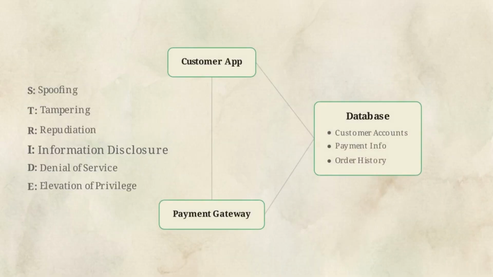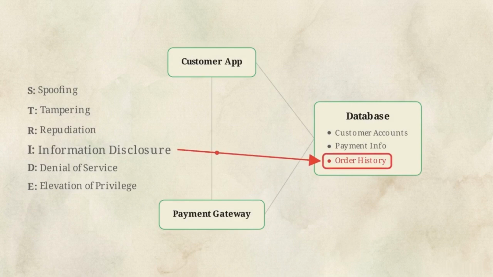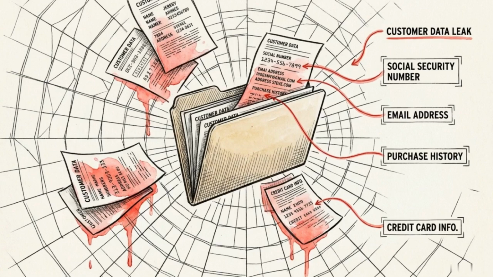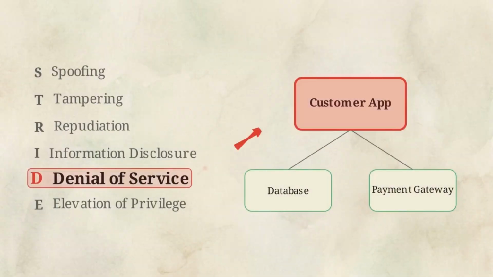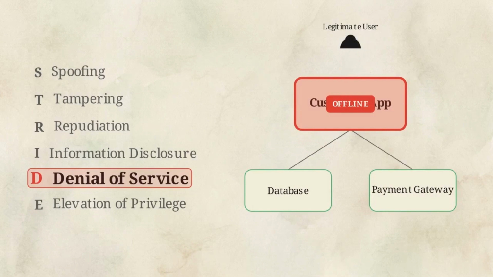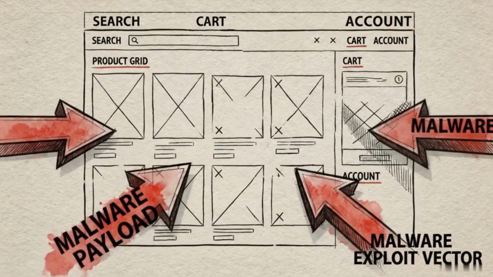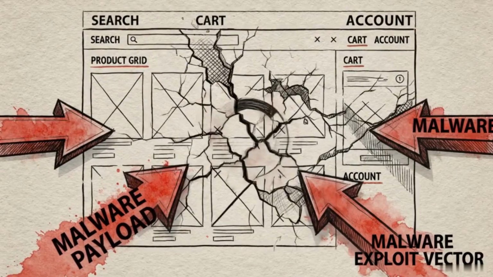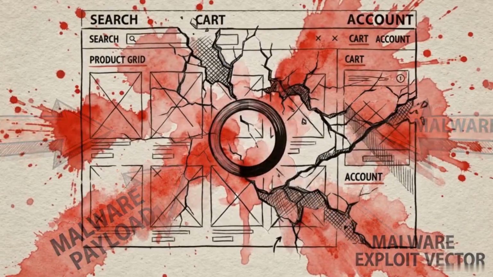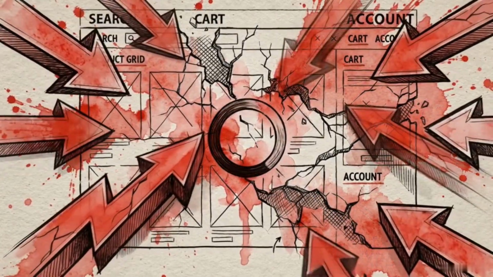Moving down the list, I stands for information disclosure, the unauthorized exposure of sensitive data. This happens when sensitive files, like our customer order histories, leak to the public internet. D is denial of service. The goal here is making systems completely unavailable to legitimate users. A distributed denial of service, or DDoS attack, could easily take the customer application gateway offline, halting all sales.